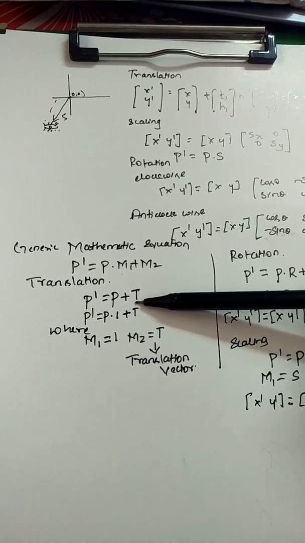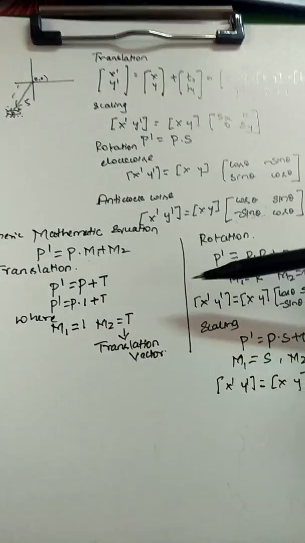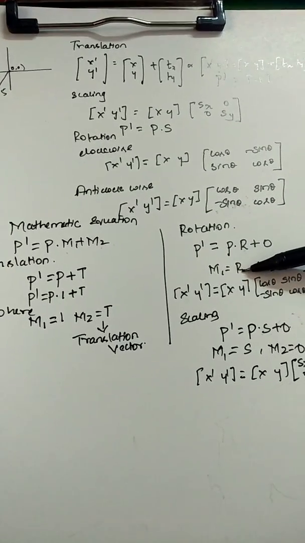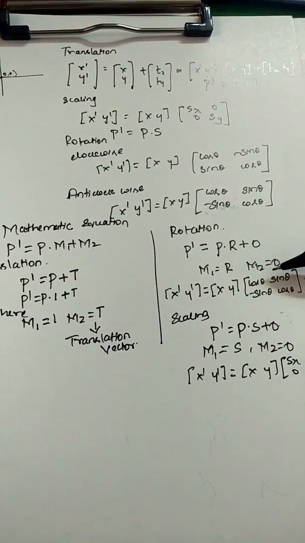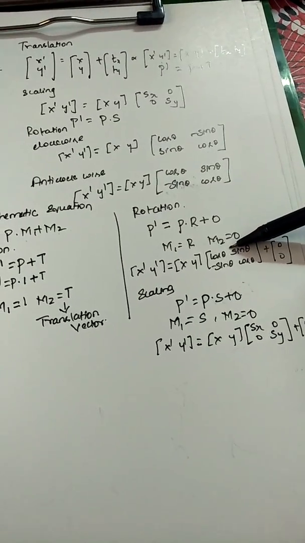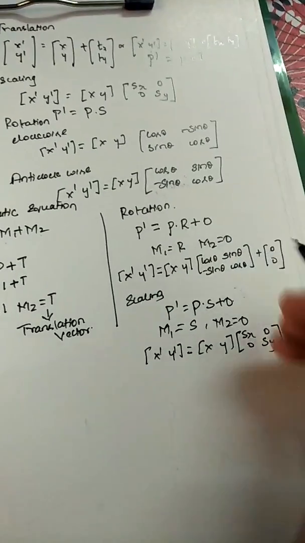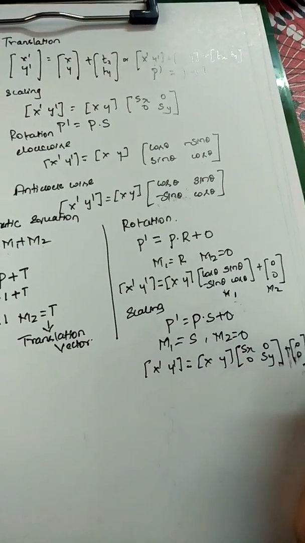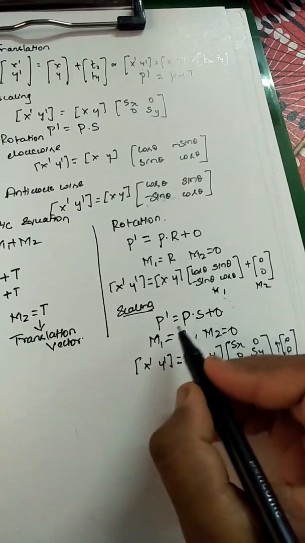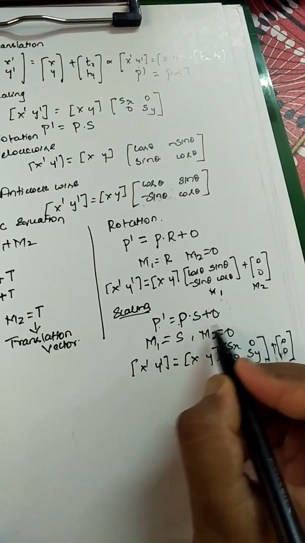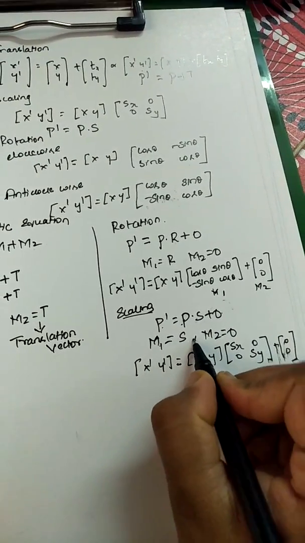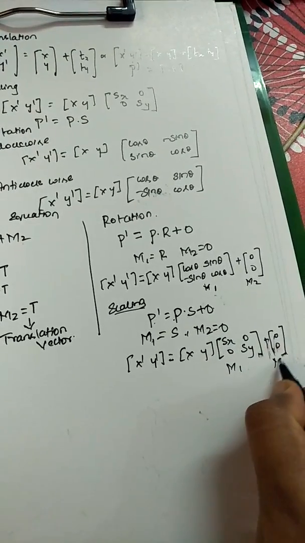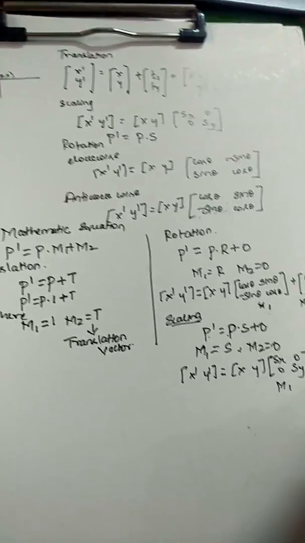In that case, m1 will be 1 and m2 will be t. For rotation, p dash is p into r, where r is the rotation matrix, m1 will be r and m2 will be 0. So this will be your m1 and this will be your m2. The same case with respect to scaling, p dash is p into s plus 0, where m1 will be the scaling matrix, m2 will be 0. So this is m1 and this is m2. Hope I am clear now.